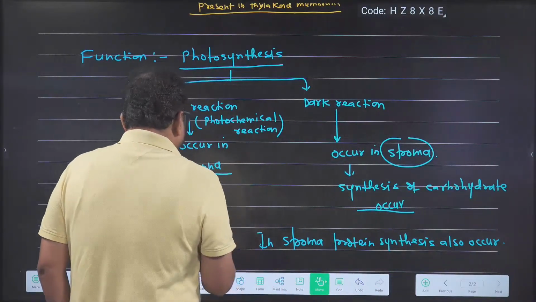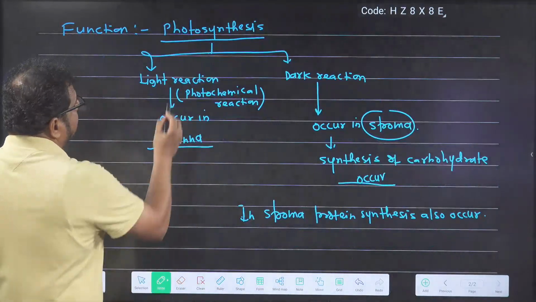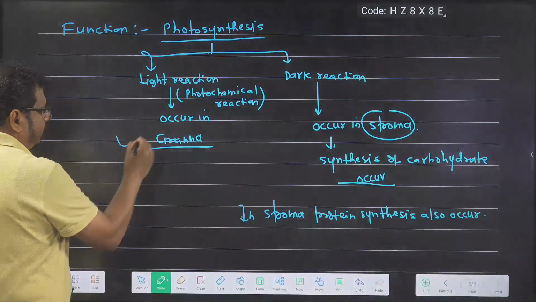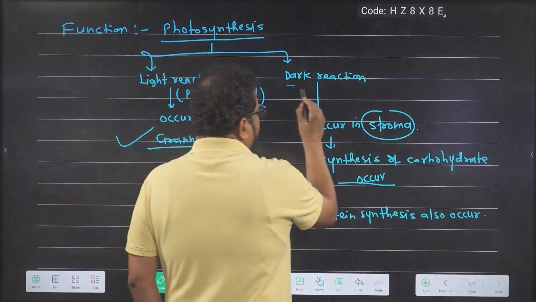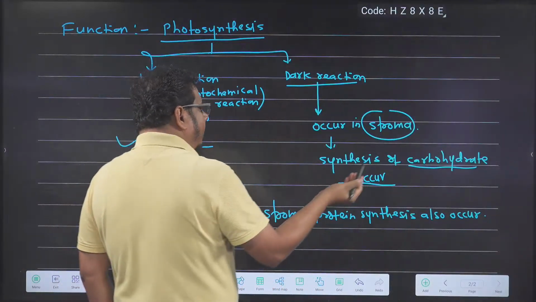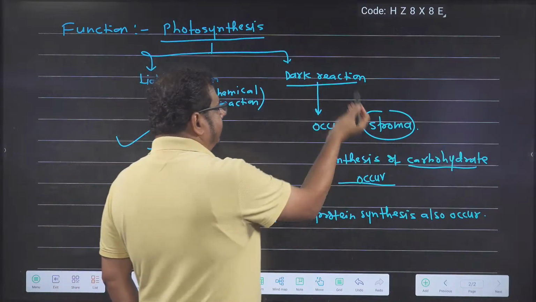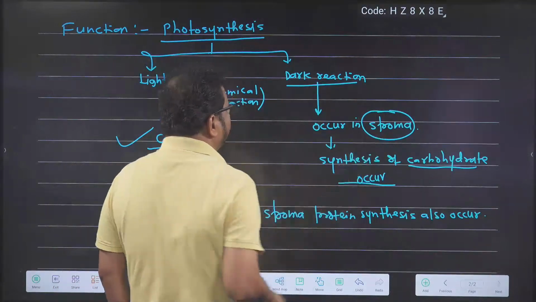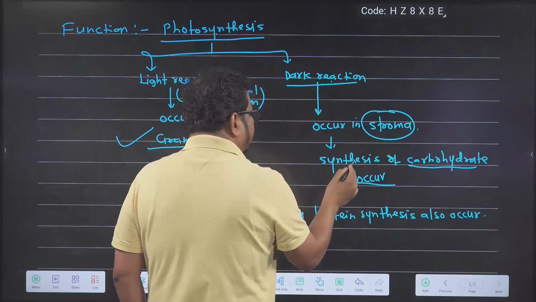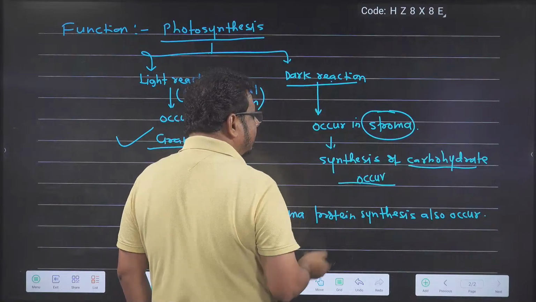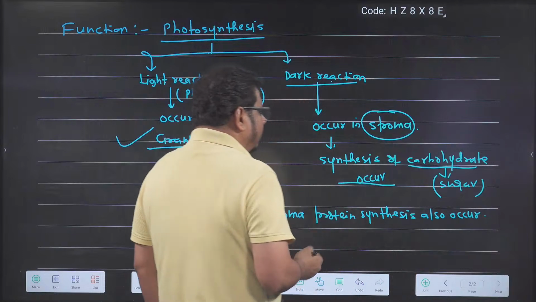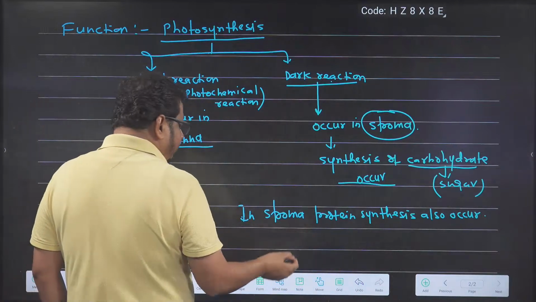Got the idea? So the major function of the chloroplast is photosynthesis. If someone asks you in which part of the chloroplast light reaction occurs, it occurs in grana. Dark reaction, what is dark reaction? During dark reaction, synthesis of carbohydrate occurs. How does it occur? What is the mechanism? You will study that in 2-3 entire lectures in the photosynthesis chapter. But simply here, dark reaction occurs in which one? Stroma, meaning during dark reaction, carbohydrate synthesis occurs. Carbohydrate synthesis, you can also write sugar synthesis. Got the idea? Occurs in which one? Stroma. In stroma, protein synthesis also occurs.